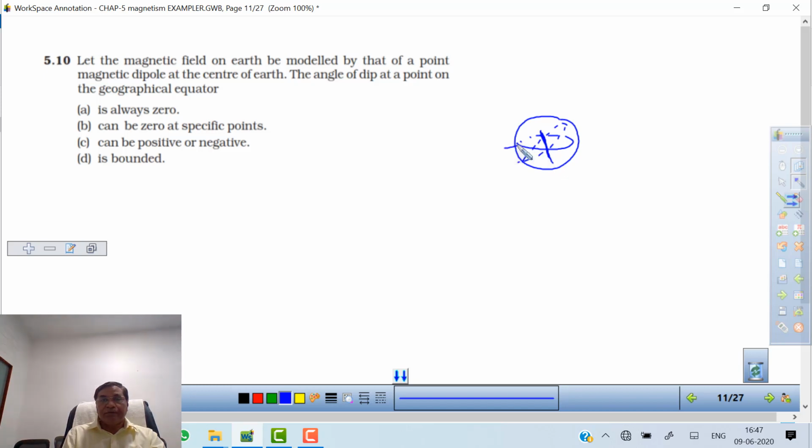This is the geographic equator and this is the magnetic equator. So here it can be 0. And if I go below the geographic equator, the direction should be opposite to the direction here. So this side is positive, this side negative. So it varies from a positive value to a negative value. So it may be positive or negative. Yes, this is true. And it is bounded. So it is also true. Okay.